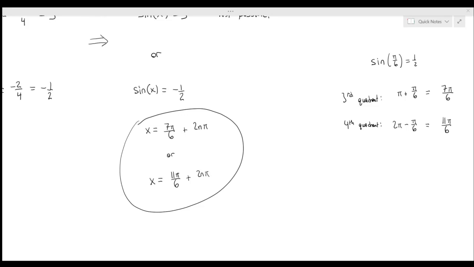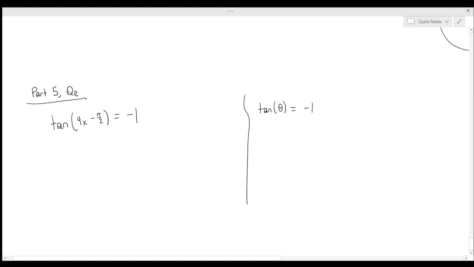Okay, so finally, let's look at part E, or question E. Okay, so the equation is tangent of 4x minus pi over 2 equals -1. All right, so first thing I'm going to think about is at what angles is tangent equal to -1?